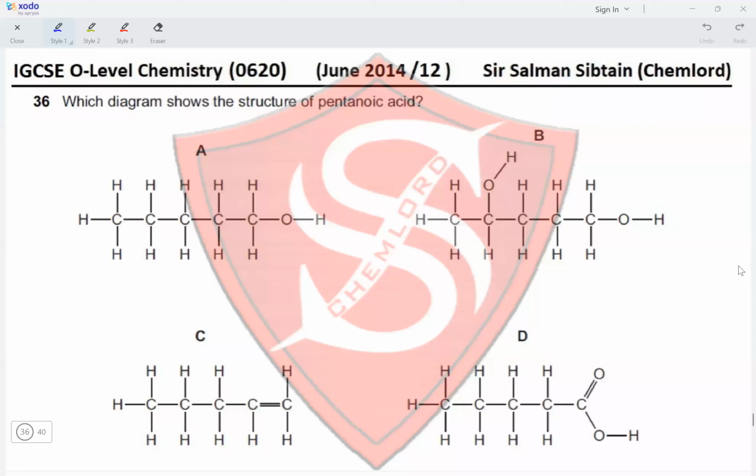Question 36. Which diagram shows the structure of pentanoic acid? So pentanoic means 5 carbons are present. Let's count the carbons. 1, 2, 3, 4, 5. So all of them have five carbon atoms.